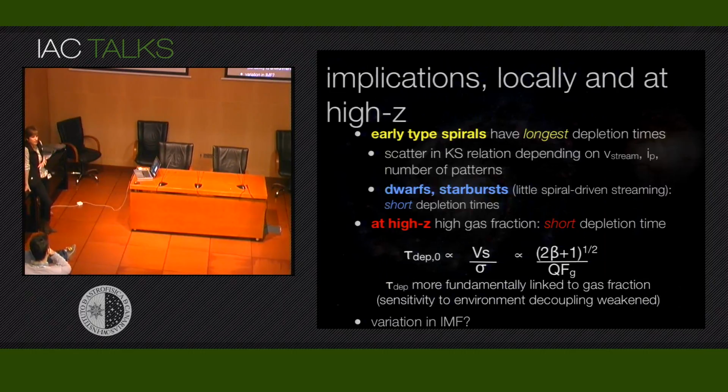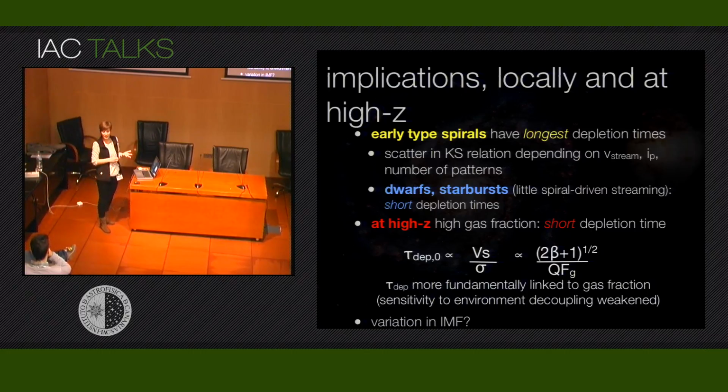So the early type spirals have the longest gas depletion times because in those systems the streaming motions are largest. In lower mass dwarf galaxies and in starbursts, the gas depletion time is much shorter. Now, in the dwarfs, in this case, it's because those galaxies are so low mass that they never become unstable to bar and spiral structure that drives the streaming motions that lengthens the depletion time.